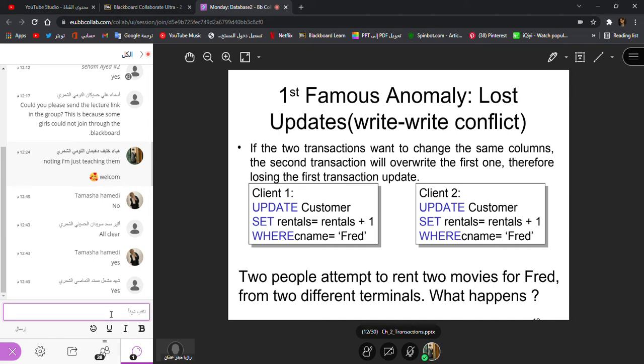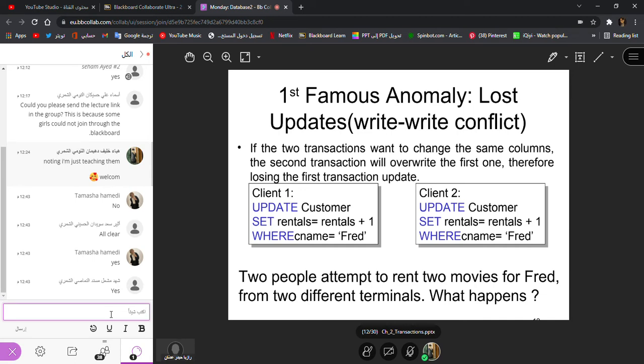Here is an example. There is a client 1 and client 2, so they are transactions, two users working. There is a table, and now it is in code form, so try to understand. It's SQL code. Customer is the table name. First try to understand how this code is written.